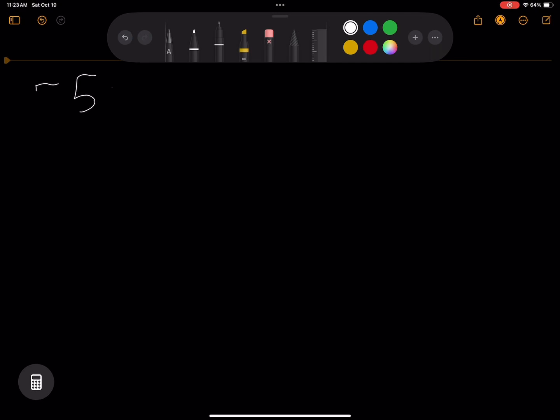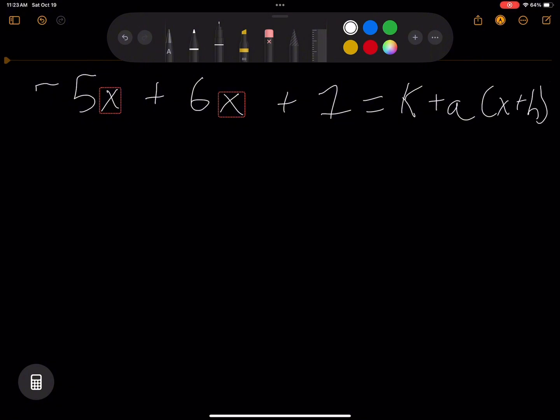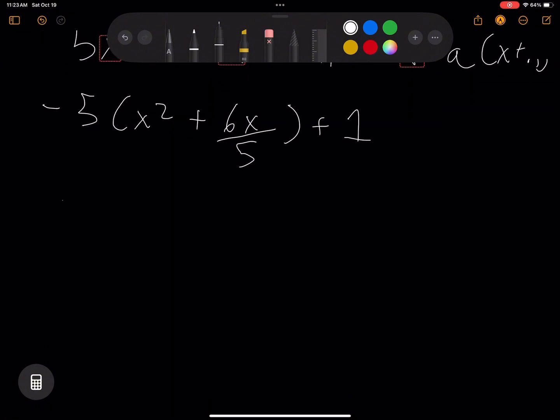Okay, so we will now be solving question number 2. So negative 5x squared plus 6x plus 1 is equal to k plus a times x plus h squared. So we're now turning this equation into negative 5 times x squared plus 6x over 5, plus 1, which is the same as what was up top, but we put it in vertex form.